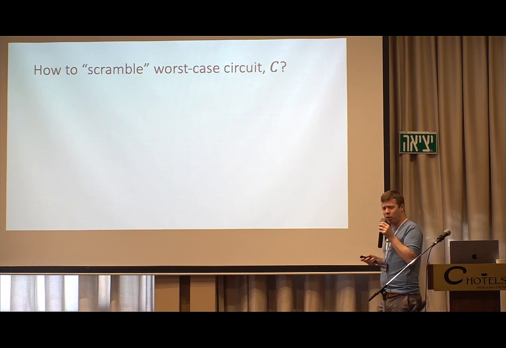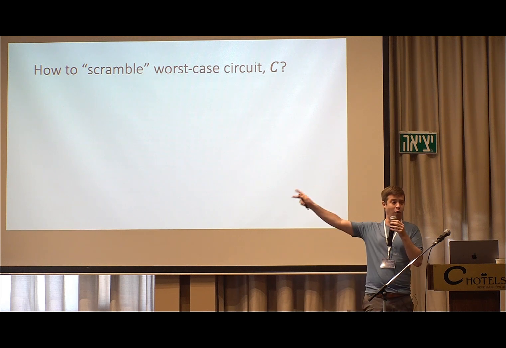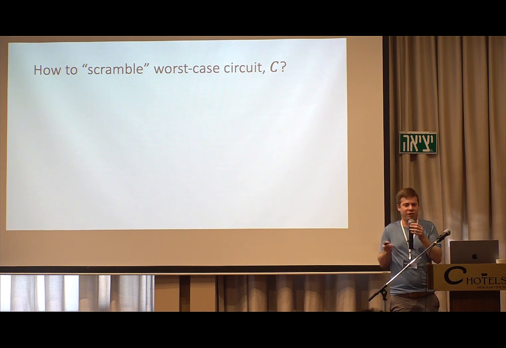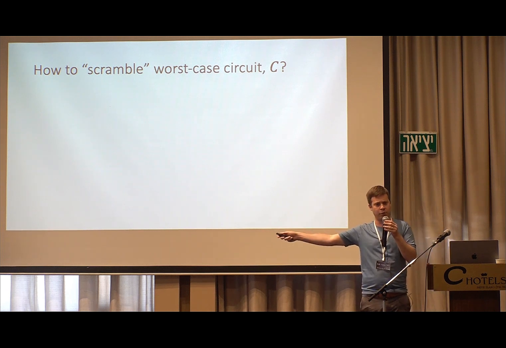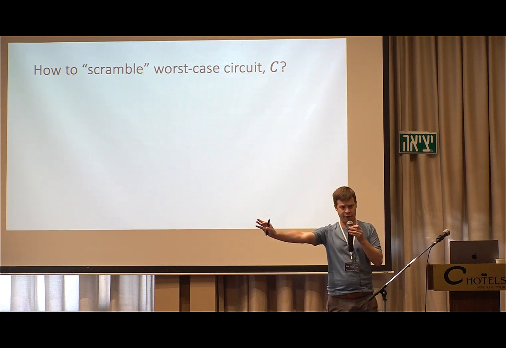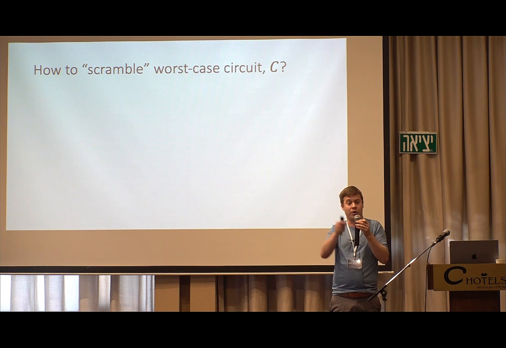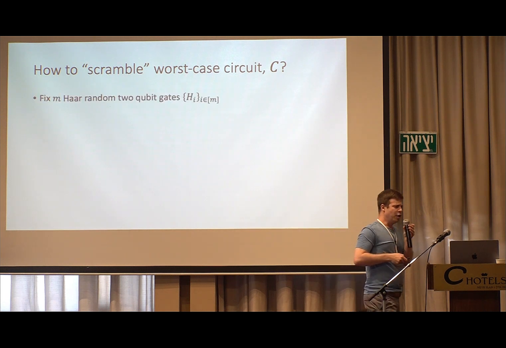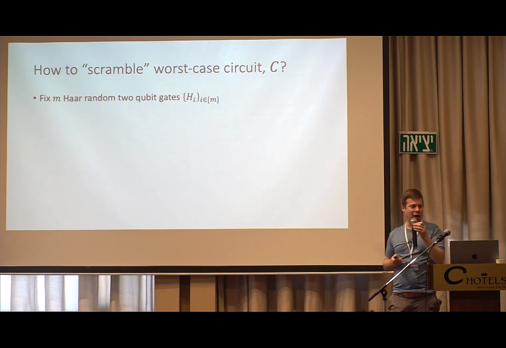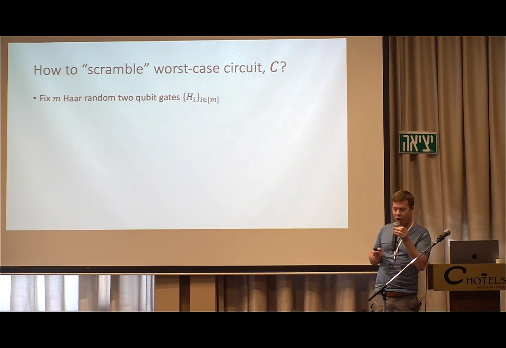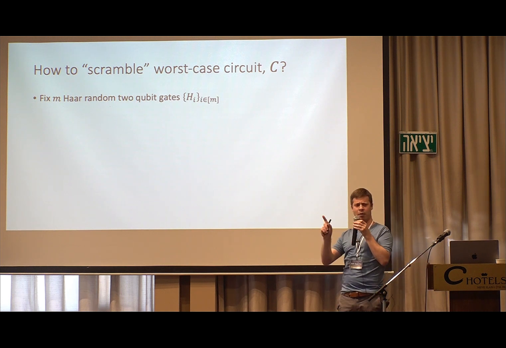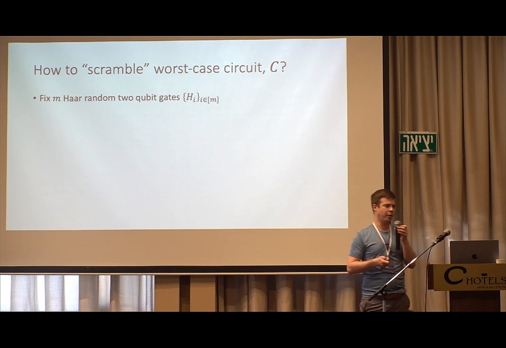Okay. So now, how do we use this polynomial structure to replicate Lipton's proof? In particular, how do we scramble the worst case circuit C? That was the whole idea of Lipton's proof, that we had a particular circuit that we wanted to know the output probability of. It's completely arbitrary. And we wanted to scramble it to make it look more random. Okay, so here's a first attempt that's not going to quite work, but it will fail instructively. We're going to fix m Haar random 2-qubit gates, which we'll call H1, H2, through Hm, where m, remember, is the number of gates in the worst case circuit.